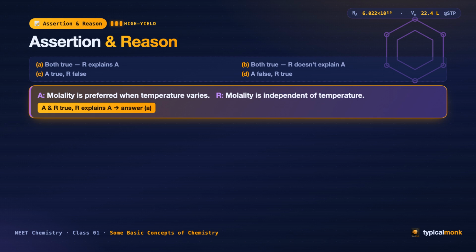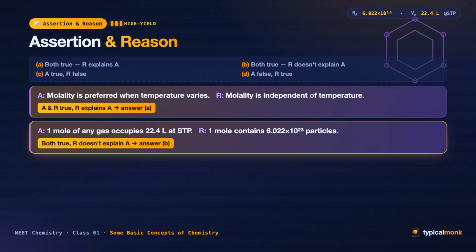Think like Sarah. Check each statement on its own, then check the connection. Is the assertion true? Yes. Is the reason true? Yes. And does the reason explain the assertion? Perfectly. Molality is preferred precisely because temperature cannot touch it. Both true. Reason explains. Option A.